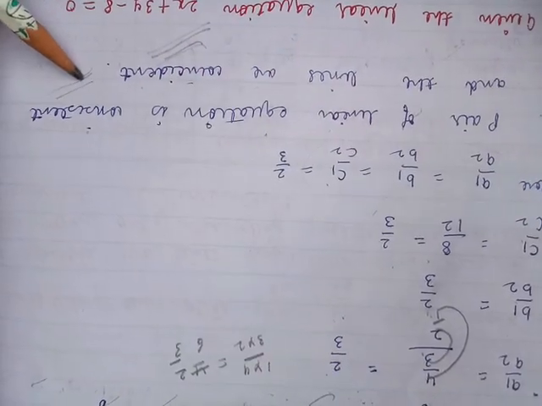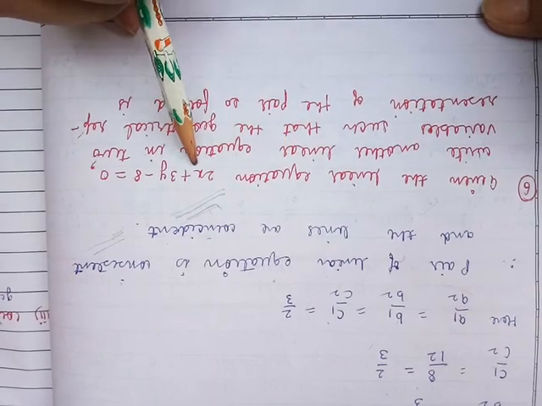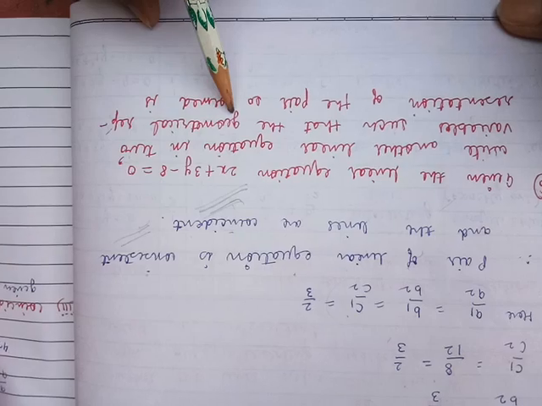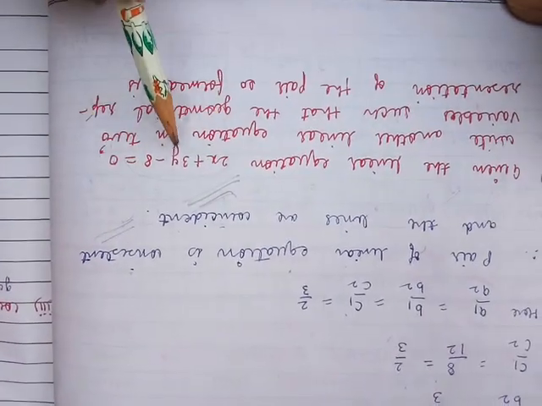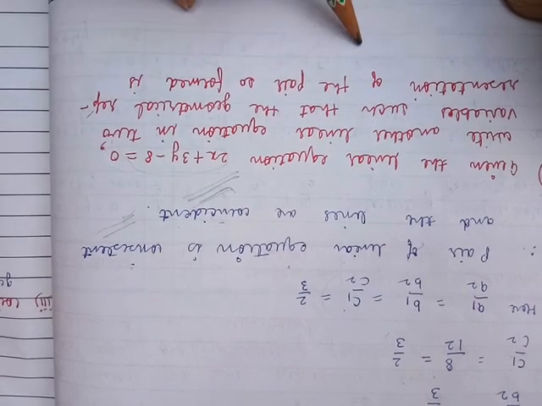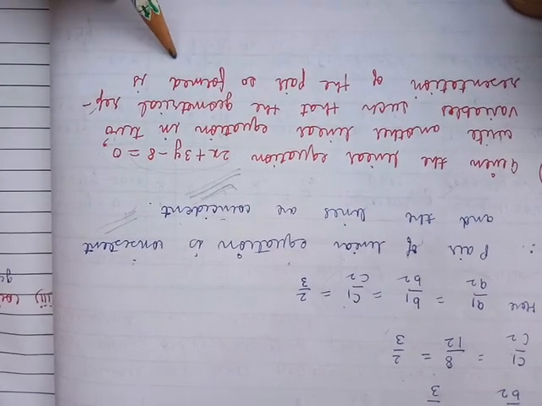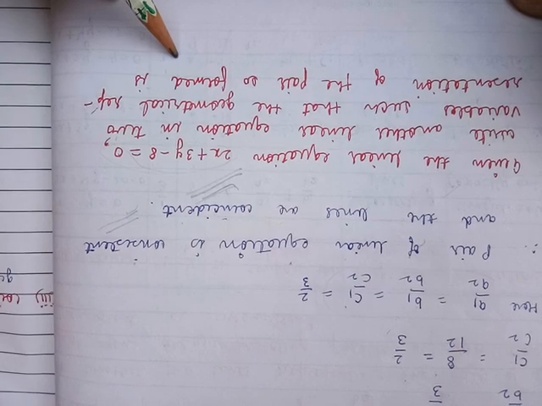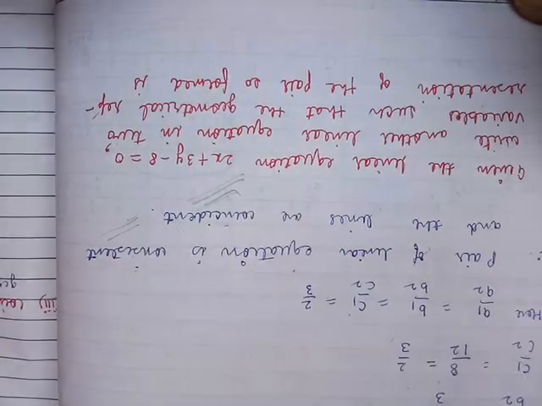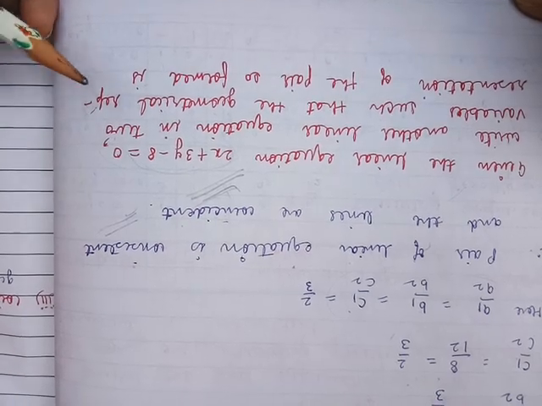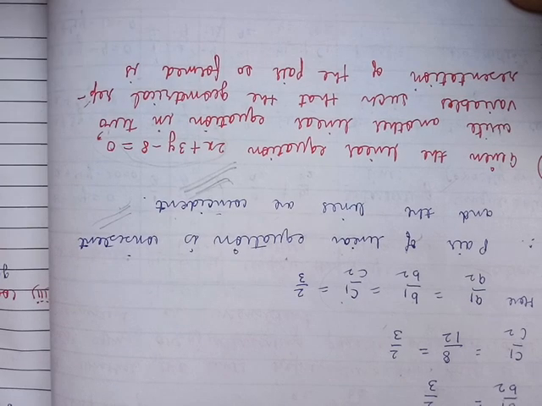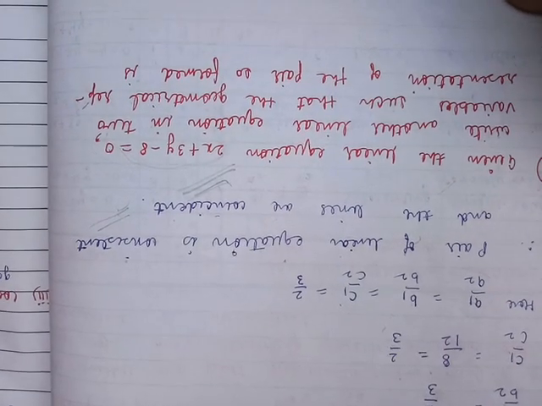equations is consistent. Given the linear equation 2x plus 3y minus 8 is equals to 0, write another linear equation. Here one linear equation is given to you. You have to write another linear equation such that the geometrical representation of the pair so formed is intersecting, parallel and coincident. Then what is the question? Here one linear equation is given. You have to write another linear equation so that both the lines are intersecting lines, both the lines are parallel lines, and both the lines are coincident lines.